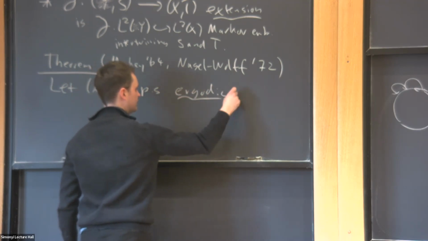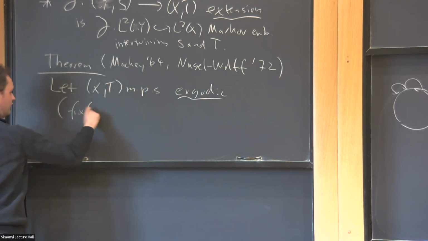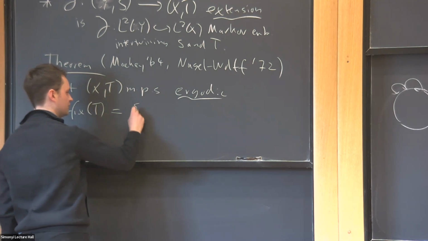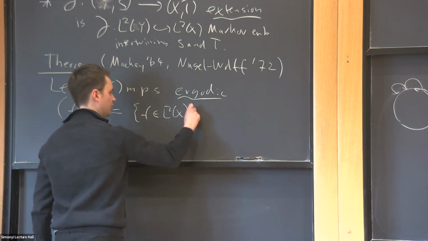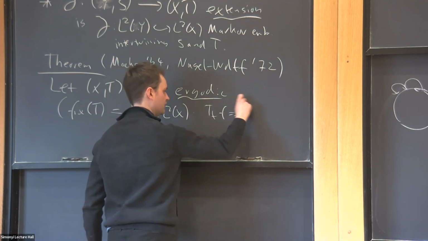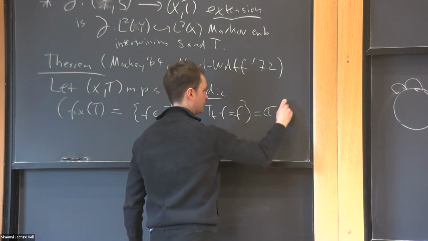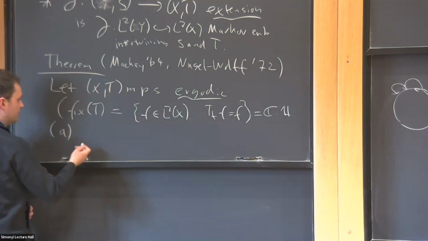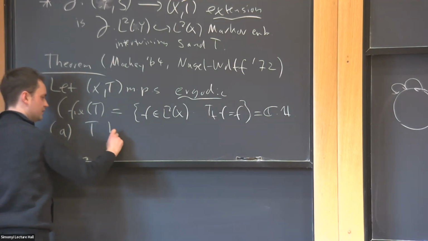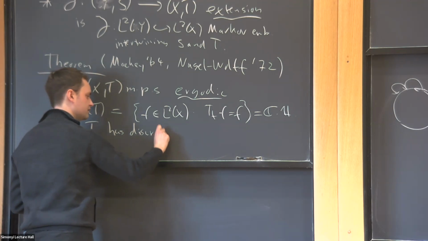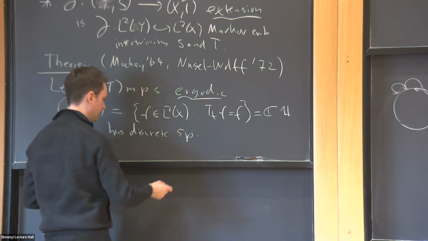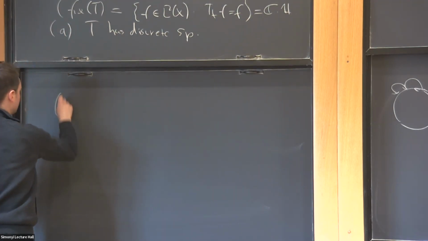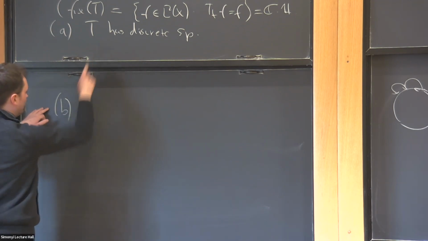And ergodic now means that the invariant functions under my representation are just the constant functions, so there are no non-trivial invariant functions. So this is all f in L2 which are left invariant by all operators. These are just constant functions. And then also I get the same equivalence. So my representation or my system has discrete spectrum. And now I have to slightly change the definition. I will say this in a moment, but I then get the same equivalence.